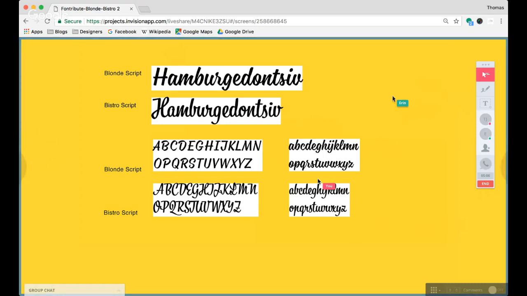We are heading back to the world of scripts, as you can see. We have two kind of similar scripts. We've got Blonde script, which was designed by Indian Type Foundry, and Bistro script by Suitcase Type Foundry. And I guess we're going to talk about them.